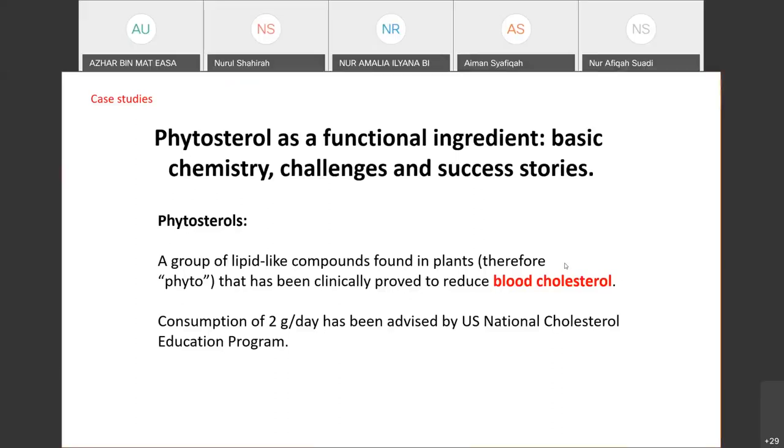Okay, for today, phytosterol requires knowledge of cholesterol, which is basically biochemistry and organic chemistry. So it's a combination of biochemistry and organic chemistry. At the same time, if you are learning about probiotics, even prebiotics, you need a very strong knowledge of microbiology. So it depends on what kind of functional ingredients you are dealing with. Today we are going to talk about phytosterol, which is a functional ingredient associated with reduction in blood cholesterol.